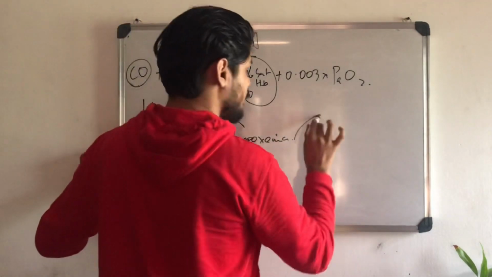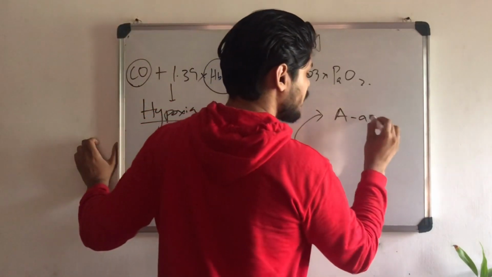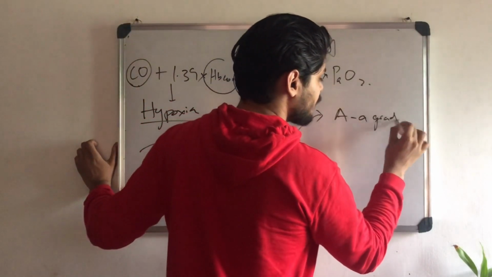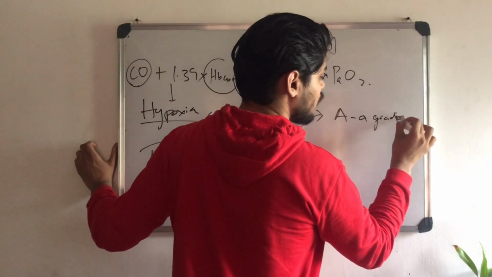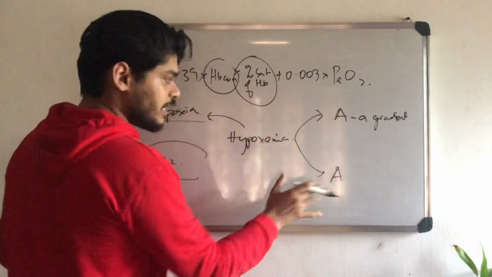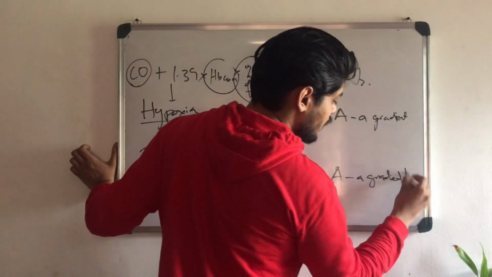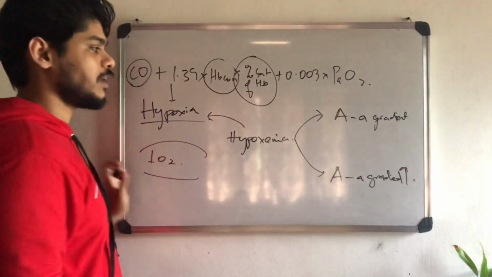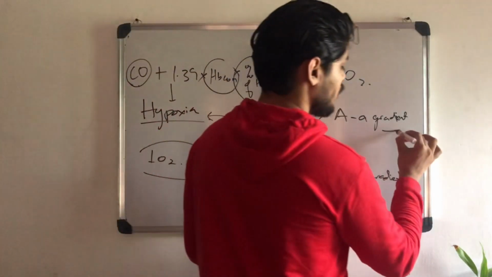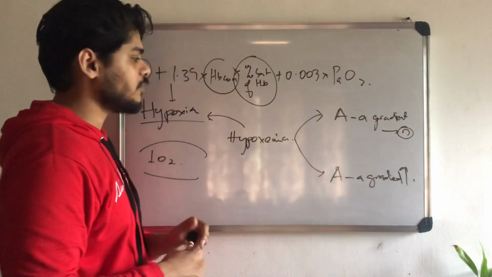So, in hypoxemia, we divide it into two categories. One with perfectly normal AA gradient. That is normal AA gradient. But in some places there is what? The other category is where the AA gradient is increased. Okay, normal AA gradient and increased AA gradient. Let's see what's the difference.